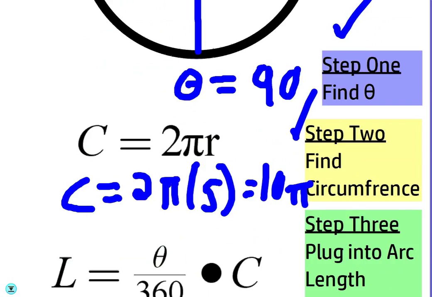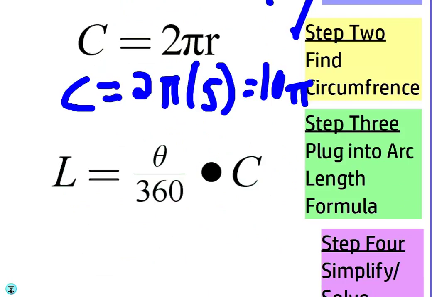Then we're going to plug it into the arc length formula. This is a little bit different. I just have circumference by itself. It's the same as 2 pi r. Okay? But we can just plug in 10 pi for the circumference. And we're also going to plug in 90 for the angle.